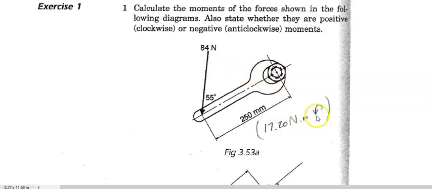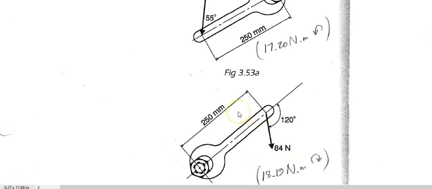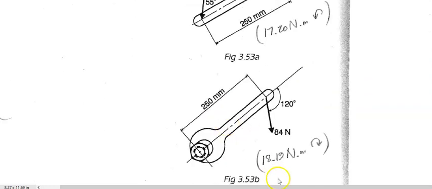There's the answers, there's the direction. Sorry, that should be minus. But anyway, that arrow tells us it's going anti-clockwise. There's the next one, same thing. It's also 84 newtons, it's also 250, but there's another angle there. Notice that even though the force is the same as that one, and the lever arm in millimeters is the same, the moments are different sizes, and they go in opposite directions because of which way the forces are wanting to turn the lever. So work it out, get it correct, check your answers.